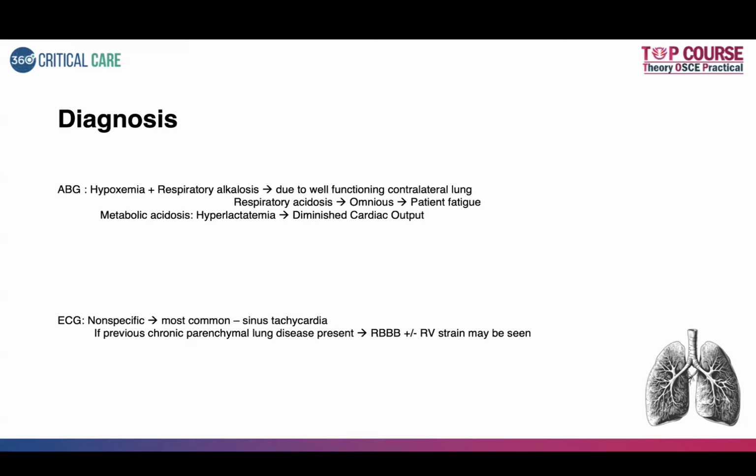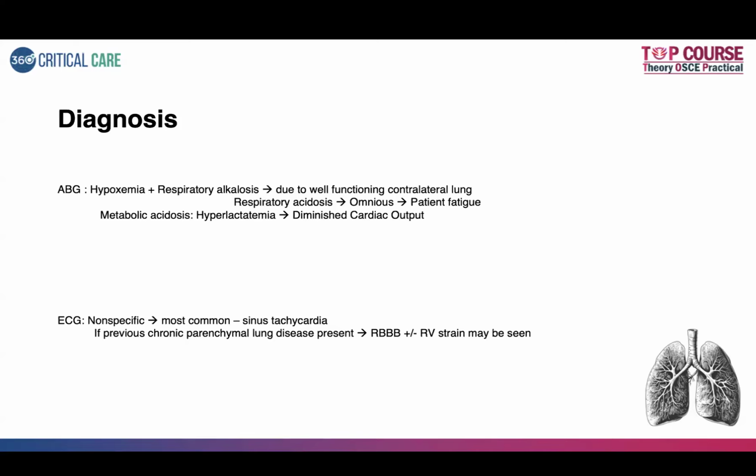So diagnosis is based on bedside investigations like ABG. During the initial phase, there will be hypoxia and respiratory alkalosis due to the well-functioning contralateral lung. During the subsequent course, where the patient starts to go into fatigue, respiratory acidosis can set in. On the other hand, metabolic acidosis can be there because of the diminished cardiac output, which can lead to hyperlactatemia.